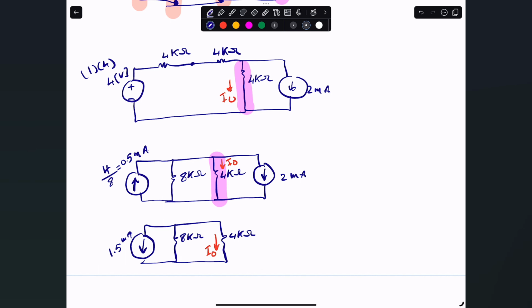The way we can compute it is, again, we can continue with the source transformation, or we can recognize that this is just simple current division. If I'm interested in I naught, the current that gets divided goes upwards, and the current I'm interested in is going downwards. So I have to put a negative in here, and that's negative 1.5 milliamp times, well, the resistor I'm interested in is the 4, so I'm going to put 8 in here, and 8 plus 4. And that number would be negative 1 milliamp.